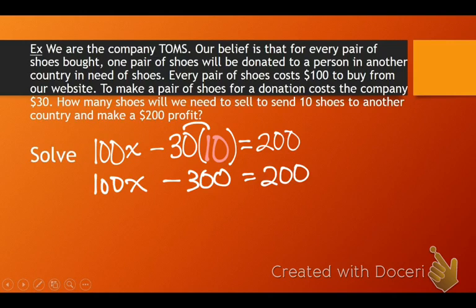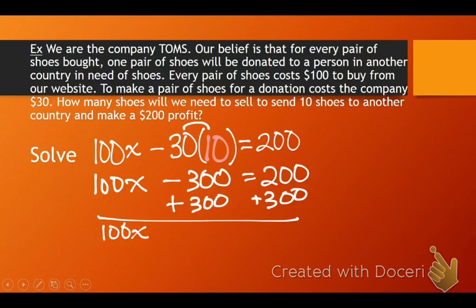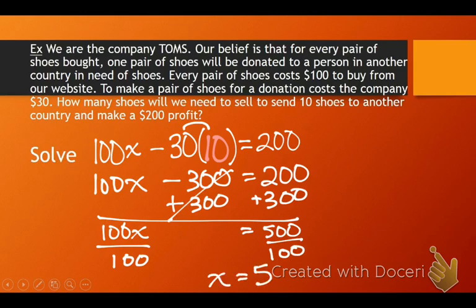To get the x by itself, we're going to have to add 300 to both sides. And again, Mr. Opal, you might have to be pausing this. We get 100x equals 500. Divide both sides by 100. We get x equaling 5, but we've got to make sense of that.